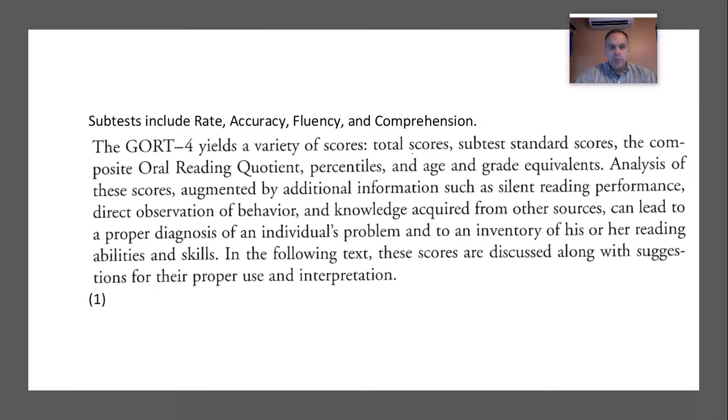Taken from the GORT 4 Examiner's Manual, the GORT 4 yields a variety of scores: total scores, subtest standard scores, and then compiles those scores into a quotient, the oral reading quotient, percentiles, age and grade equivalents. This pretty much reads that then those scores can be used to properly assess an individual's problem and to give an inventory of their reading abilities and skills.